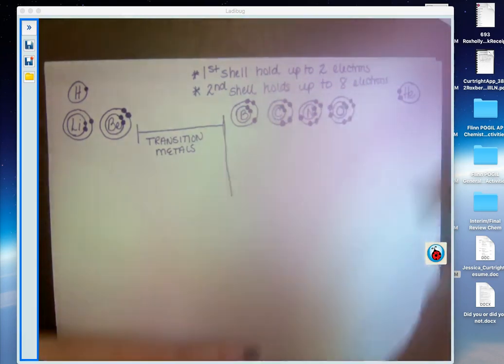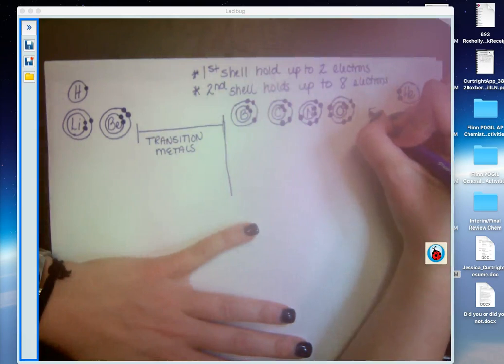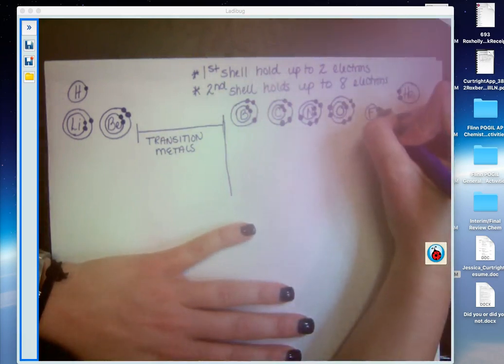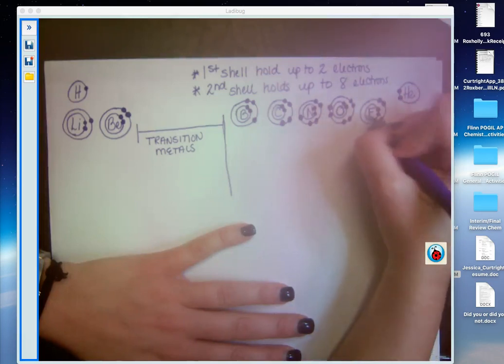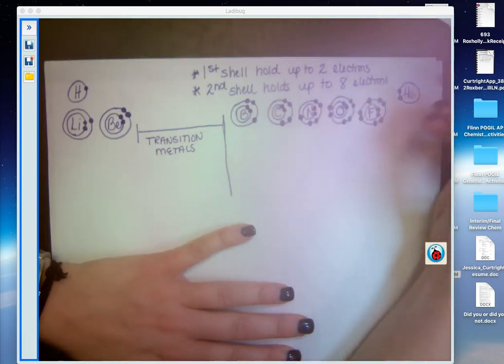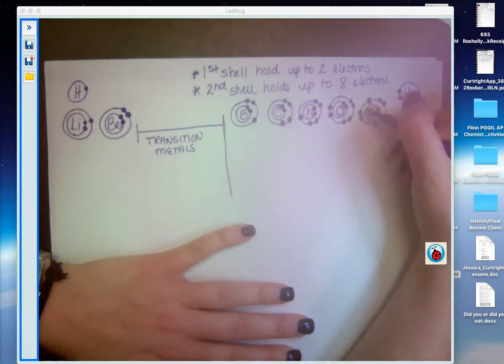Then we're going to move on to fluorine. Fluorine has 9. So 1, 2, 3, 4, 5, 6, 7, 8, 9. And that's 1, 2, 3, 4, 5, 6, 7 on the outside row. 7 plus 2 is 9.